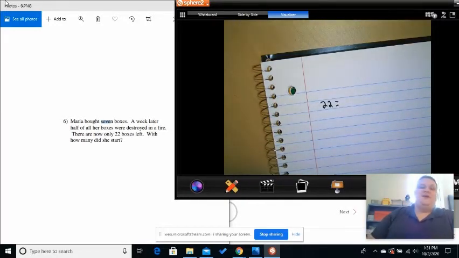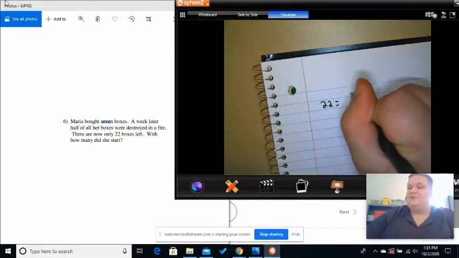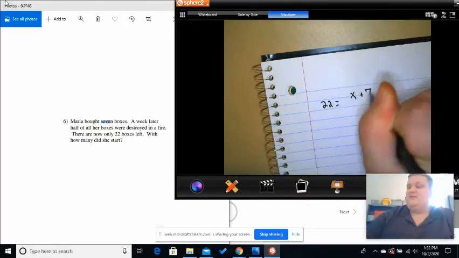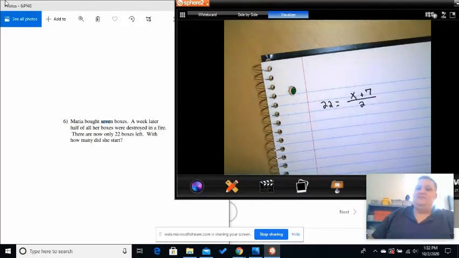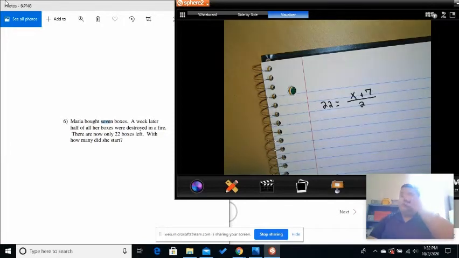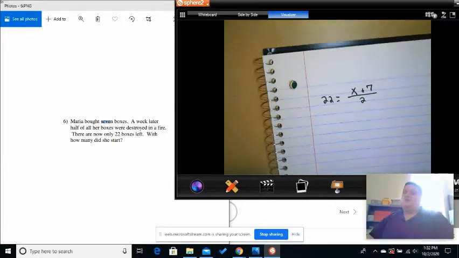And we know that that answer is the amount of her boxes plus the 7 she bought, divided by 2, okay? Because it's half of them, right? So what we have is the number of boxes she had plus 7, because she bought 7 more, and half of them got destroyed. So you divide it by 2, okay? And that's how you set that one up.